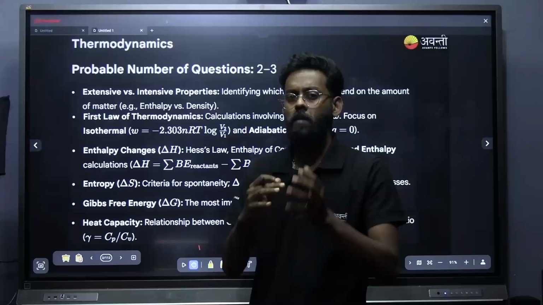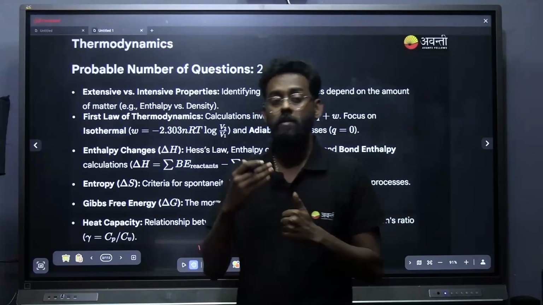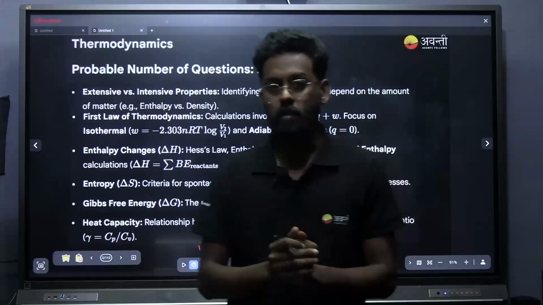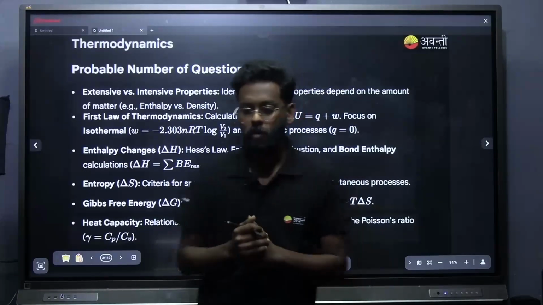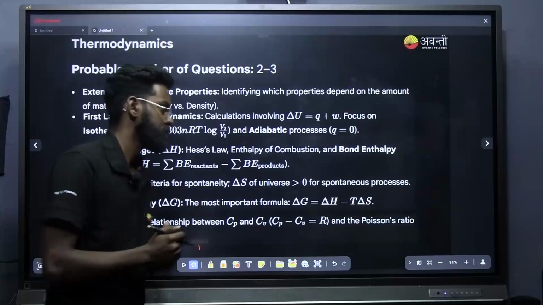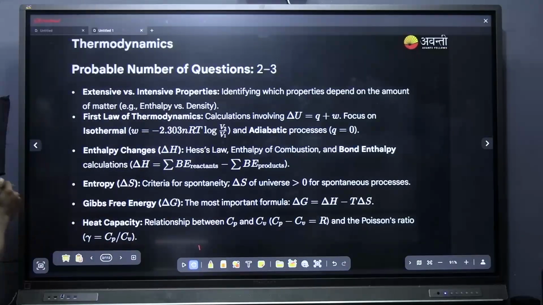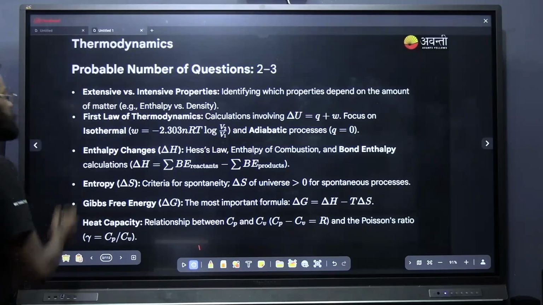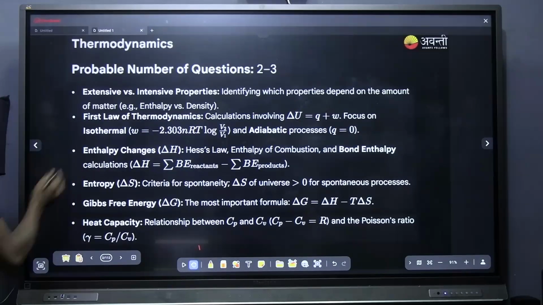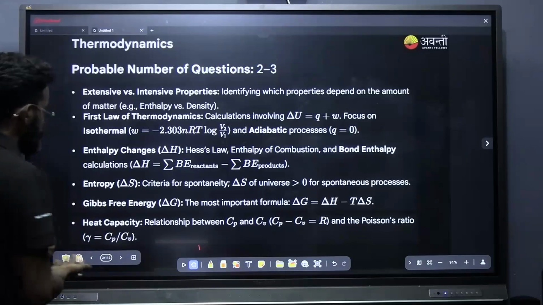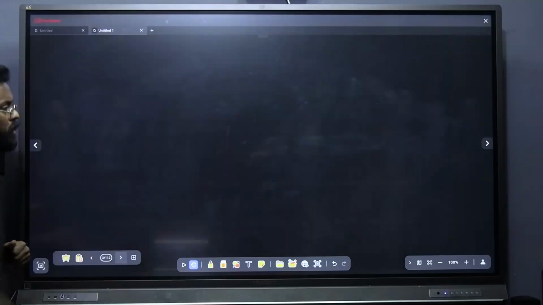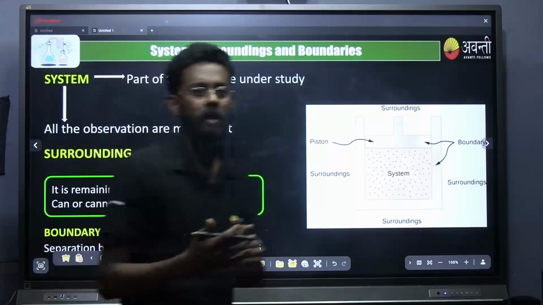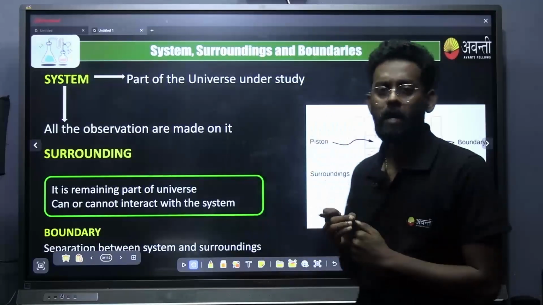Because this is a little bit difficult chapter, conceptual understanding is more important for this chapter, particularly for a NEET student. So without wasting time, we can start the class. Students, today we will be discussing the important topics: extensive and intensive properties, first law of thermodynamics, isothermal process, adiabatic process, isochoric process, enthalpy changes, entropy, Gibbs free energy, and heat capacity. These are the important topics that we will be discussing today.